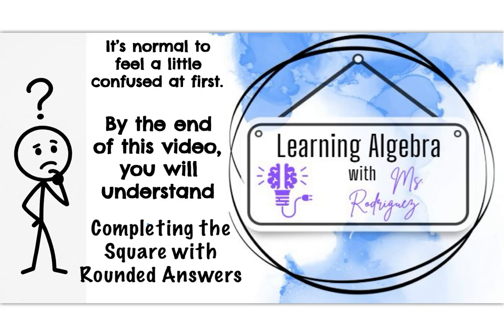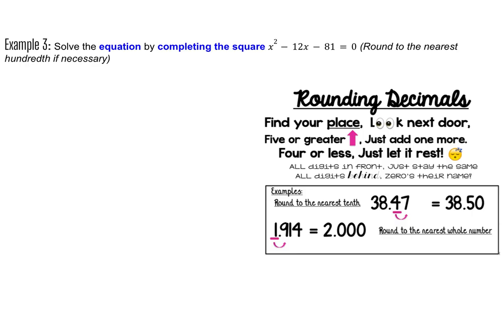By the end of this video, you will understand completing the square with rounded answers. Here in example 3, we want to solve the equation by completing the square. I also want to round to the nearest hundredth if necessary.